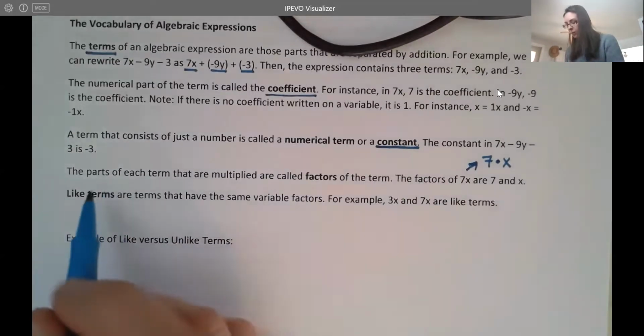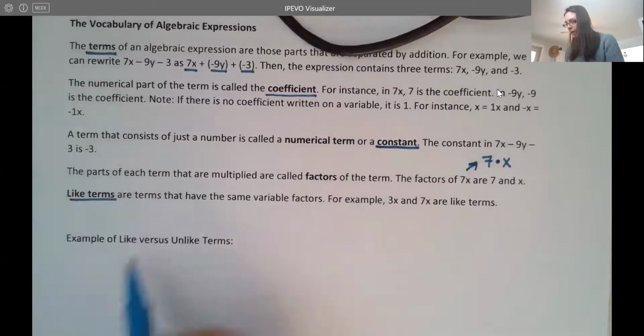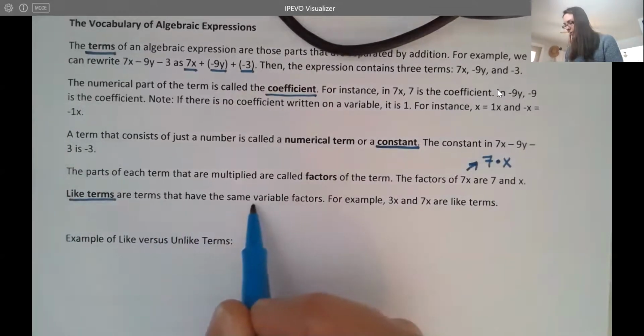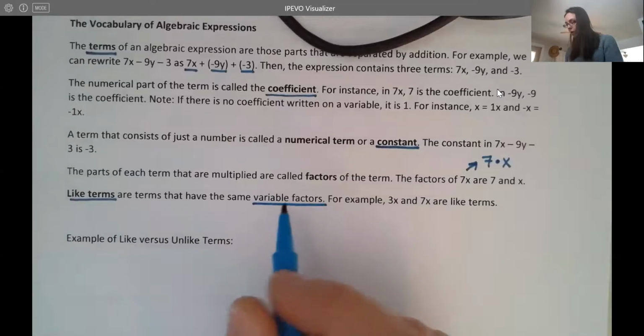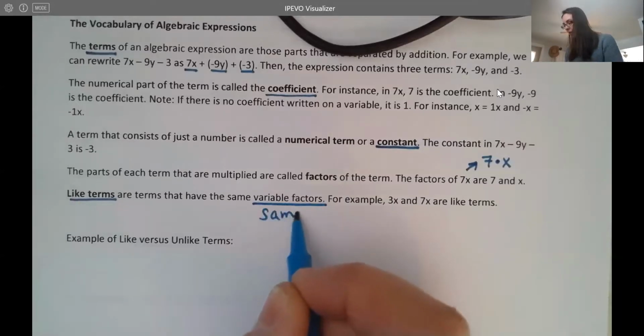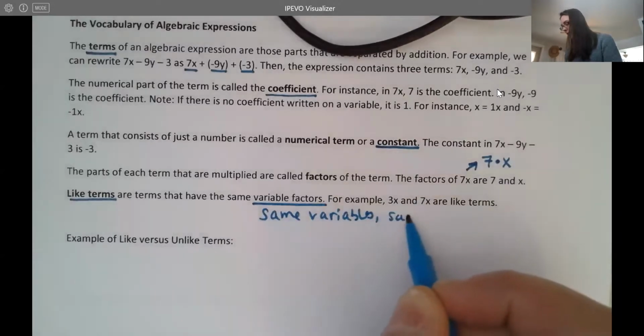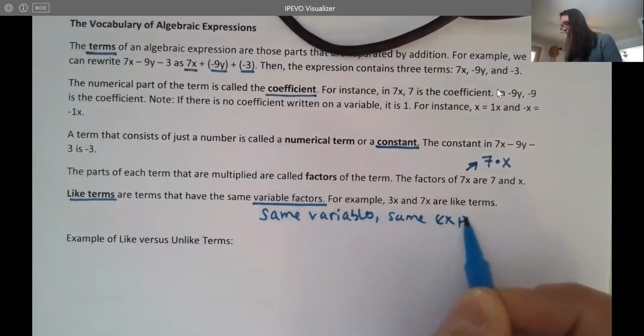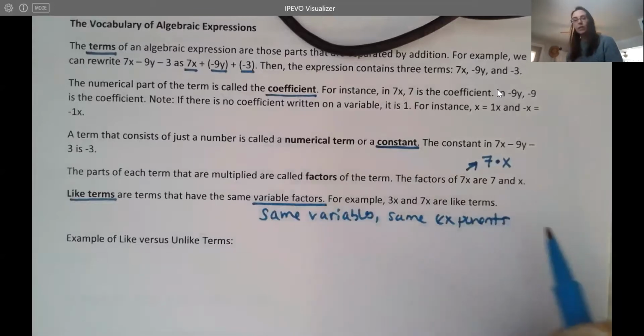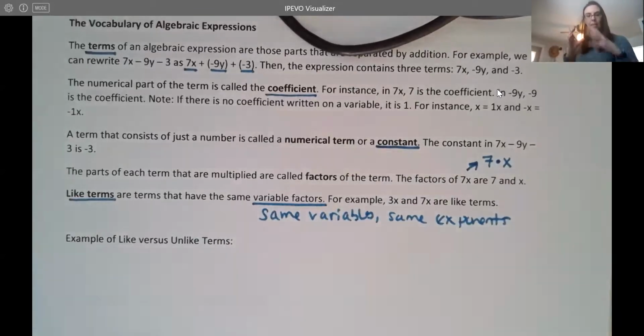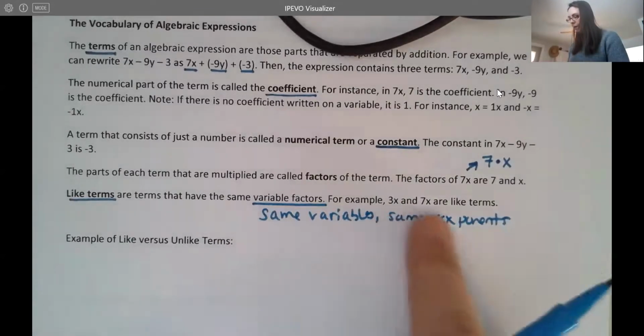And one last really important definition: like terms. Like terms are terms that have the same variable factors. So they not only have the same variables, they also have the same exponents on the same variables, right? So the variable part is exactly the same. Examples are 3x and 7x.